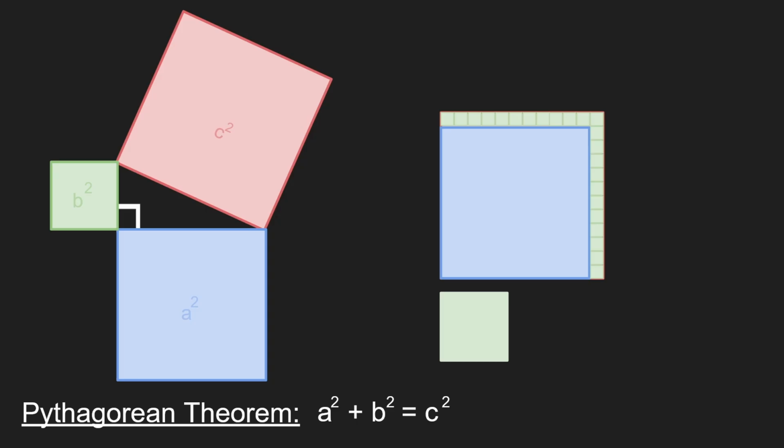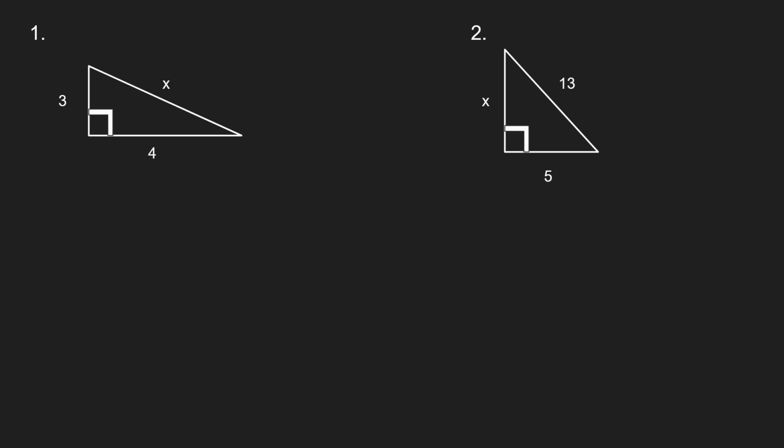This formula is very useful when we have two sides of a right triangle, and we want to get a third side. For example, the first triangle has two sides, the two not so important sides. And because we have two sides and want the other side, we're going to use the Pythagorean theorem. The first step is to name the sides. The hypotenuse is C, and the other two are going to be A and B.